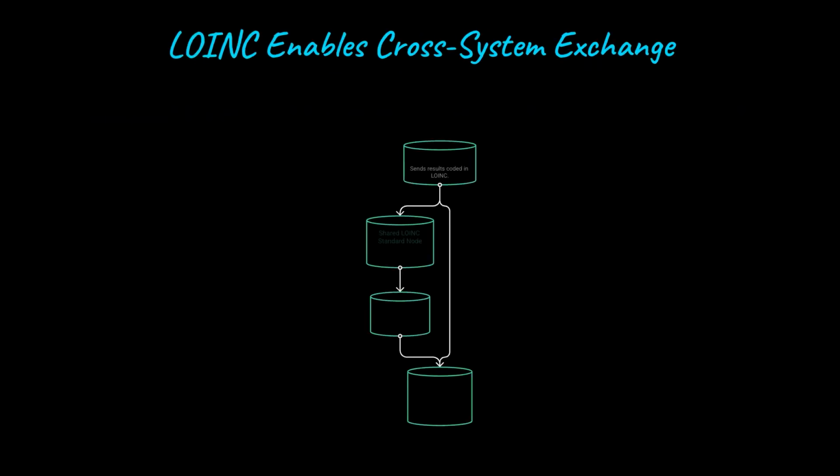Before LOINC, every interface between a lab and an EHR required custom code-to-code mapping, and that burden multiplied with every new connection. With LOINC, each system maps its local codes to the standard once, and any other LOINC-enabled system can consume the data without further translation.